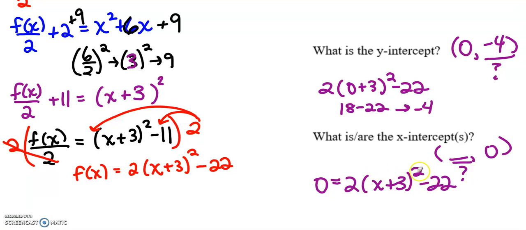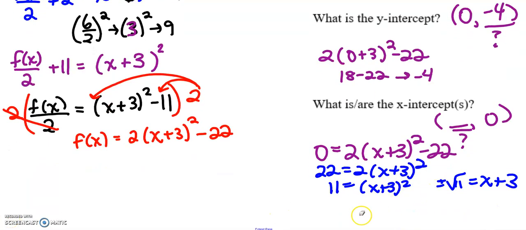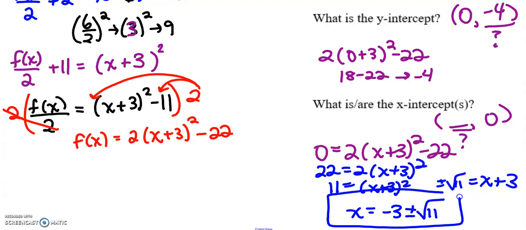Again, could I multiply this all out and then try to factor or use the quadratic formula? Sure. But I think it's more straightforward to add the 22, divide by 2, and then undo the square. So we're going to get plus or minus the square root of 11 is equal to x plus 3, which means my x itself is equal to negative 3 plus or minus the square root of 11, which should be the same answer you would get if you used the quadratic formula on the original function.